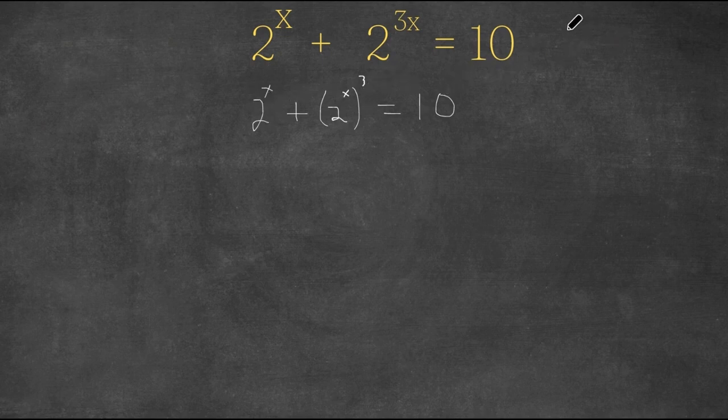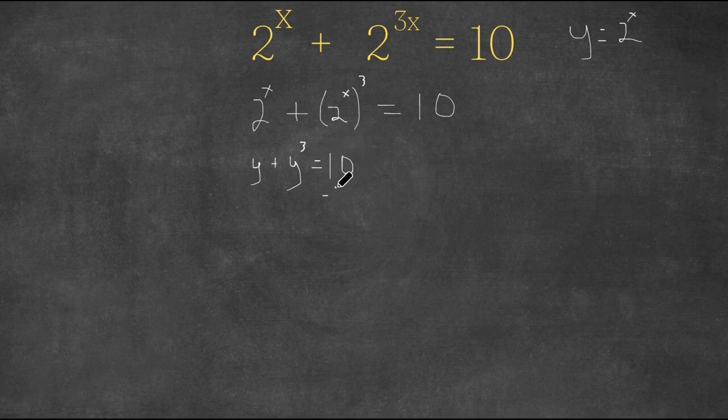Now, since we have 2 to the power of x, we're going to set 2 to the power of x equal to the variable y. So y equals 2 to the power of x. Now we're going to replace all the terms that have 2 to the power of x with y. So this rewrites to y plus y to the power of 3 equals 10.